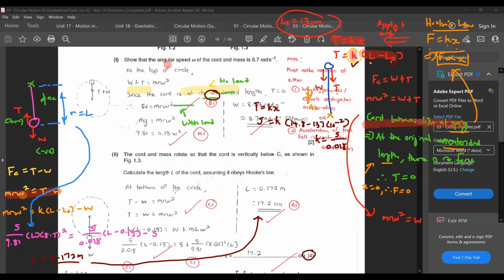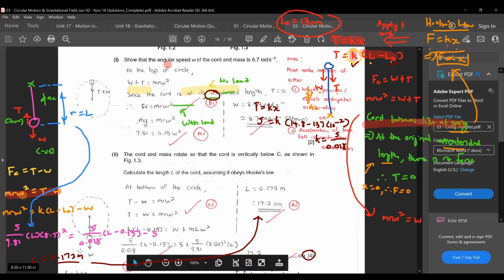So with this, we are done with circular motion already. We've gone through all the questions on circular motion that are standalone. Subsequent questions that you see on circular motion after this will usually be combined with another chapter called gravitational field, which is the chapter I'll be going through next.